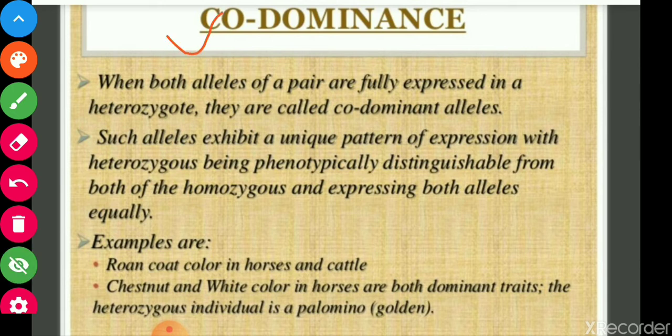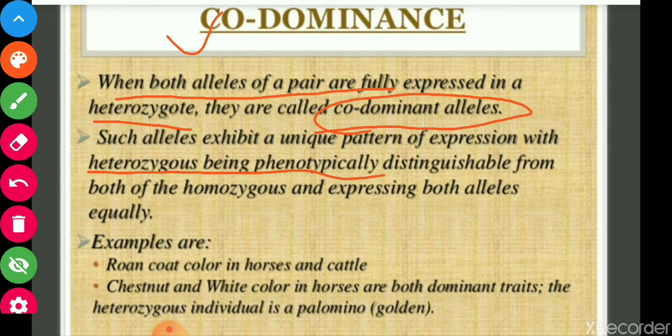See here, when both the alleles express themselves in the heterozygous condition, they are called codominant alleles. Such alleles exhibit a unique pattern of expression, with the heterozygote being phenotypically distinguishable from both the homozygotes and expressing both alleles equally. Okay, so both are expressing equally in this condition. Now see the examples.